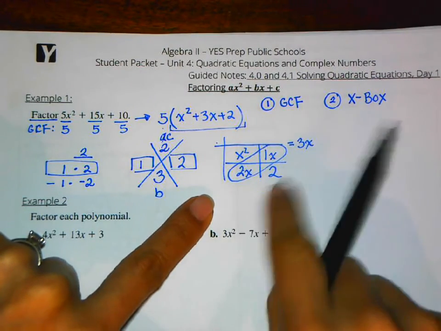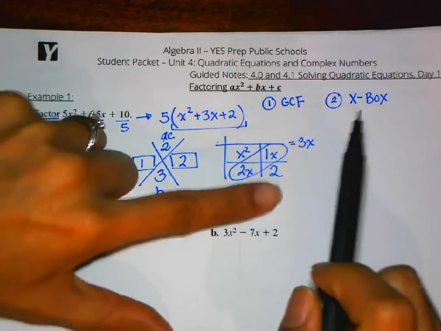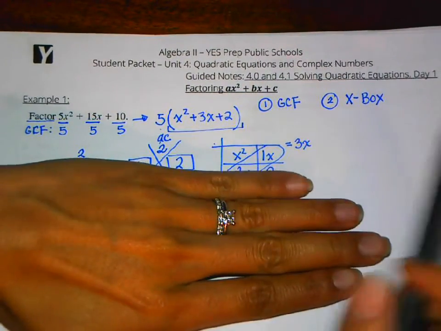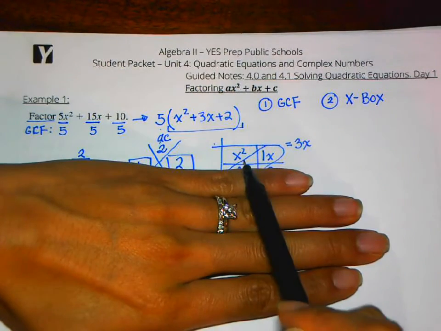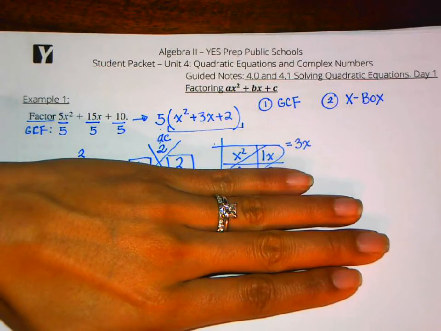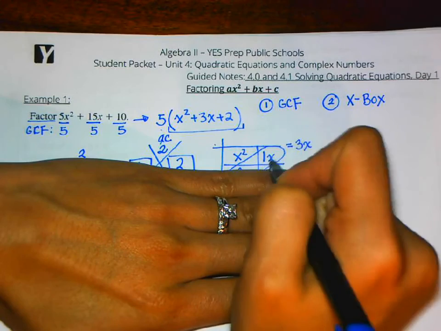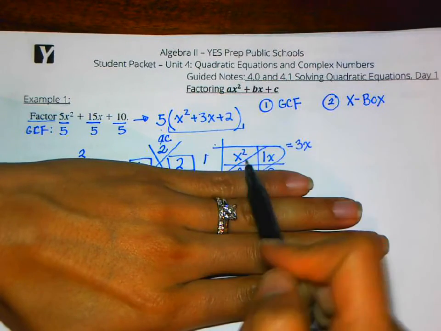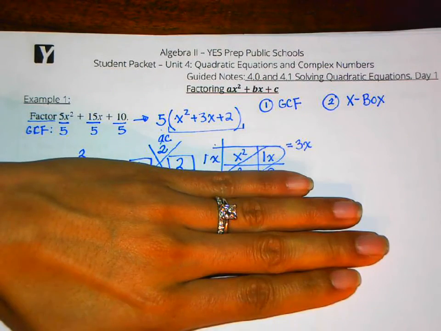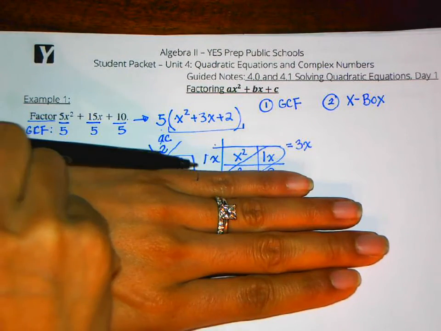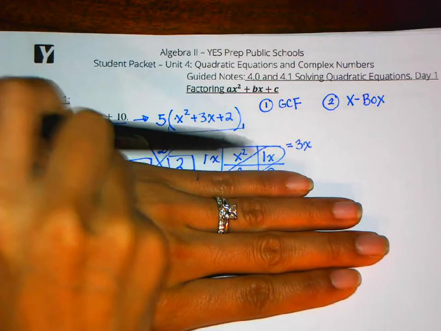Now that I have everything inside the box filled out, I can figure out what's on the outside. The first thing I'm going to do, I'm going to cover up the bottom half, bottom 2. And I have 1x squared and 1x. I need to find what do they have in common. The greatest common factor of 1 and 1 is 1. And then x squared and x, both of them have 1x in common. Now that I got that written out right outside here, I can now multiply to get to these boxes.